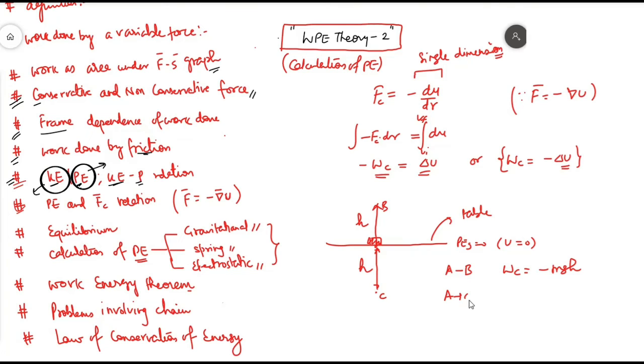Again, going from A to C, I'm going down and the force is also acting in the downward direction, and that cos 0 is going to be 1. So in this case work conservative is going to be mgh. Using this formula for A to B movement, the work conservative is minus mgh, and minus mgh is going to be minus of delta u, so minus of delta u is minus uf minus ui, and ui is going to be 0, so this gives you uf is equal to mgh.